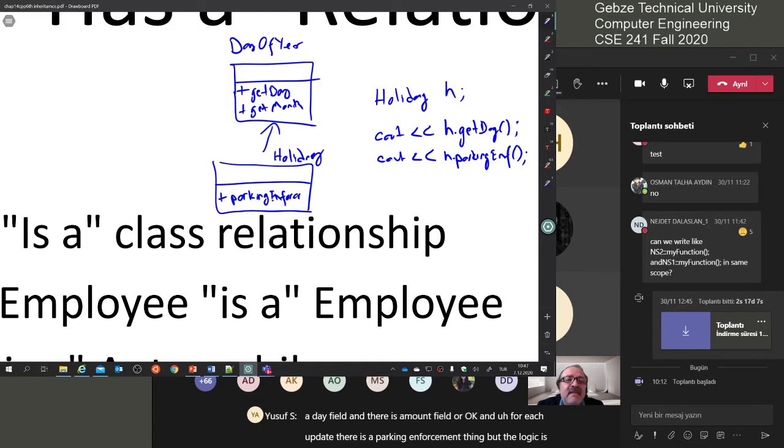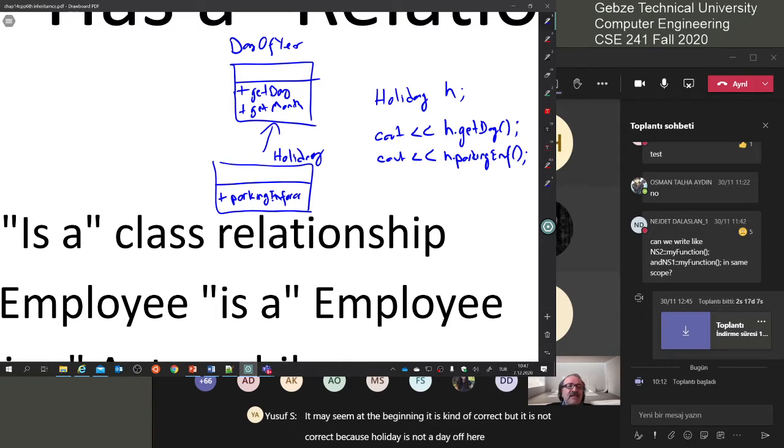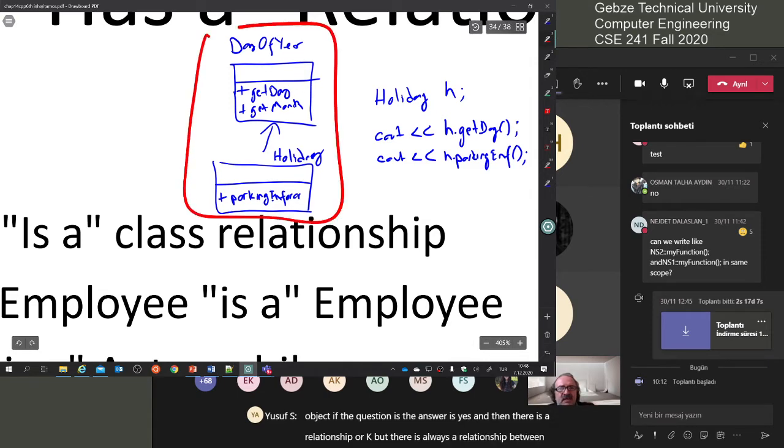I mean, it may seem at the beginning kind of correct, but it is not correct because holiday is not a day of year, okay? It has a day of year property, but it is not a day of year. There is no is-a relationship. Some people are confused about this, and you should always think about: can I treat a holiday object like a day of year object? If the answer is yes, then there is an is-a relationship, okay? But there is no is-a relationship between these, so this hierarchy is wrong.